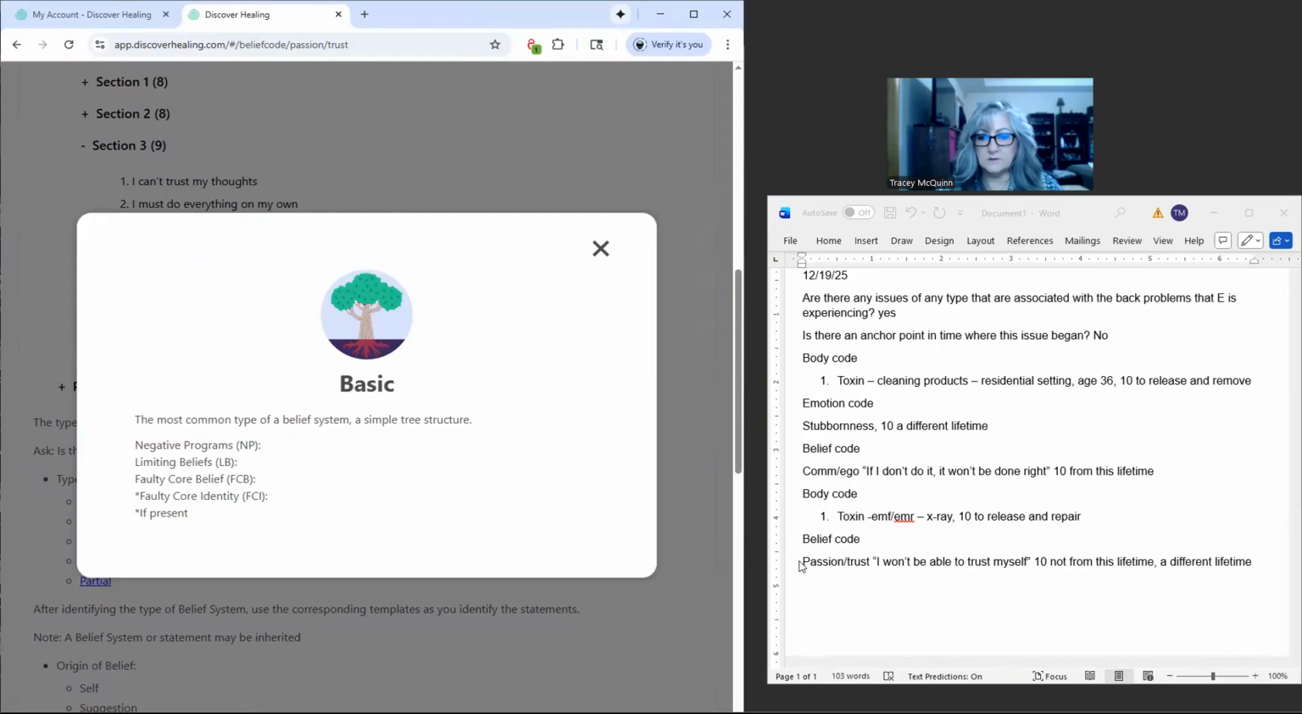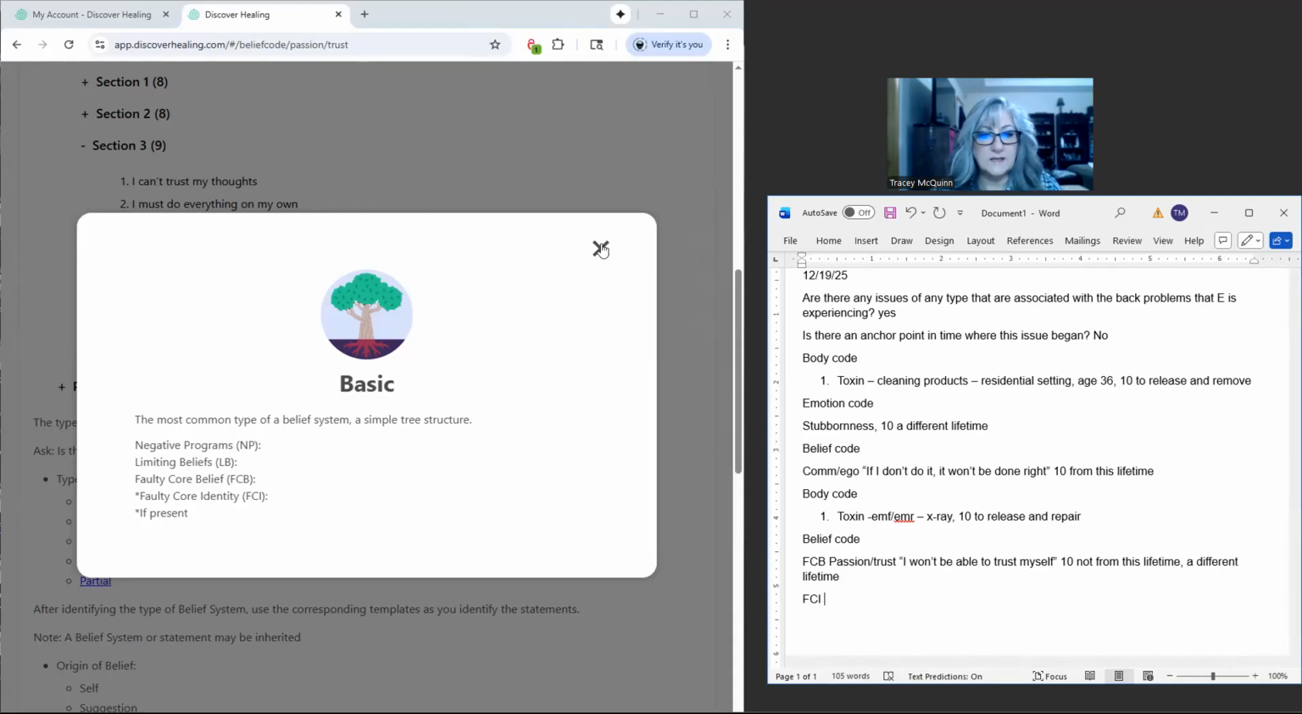Okay, is there a faulty core belief? Is that the faulty core belief? Okay, yes. All right, so let's label that. Is there another faulty core belief? Is there a faulty core identity? Okay, that's basically the soil the roots grew out of and the tree grew out of.